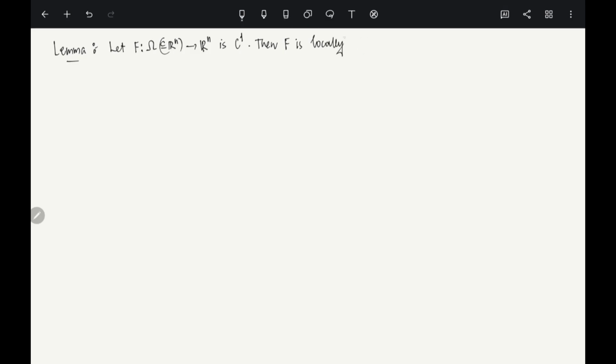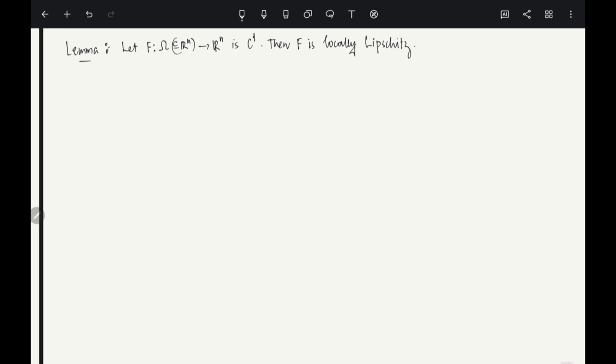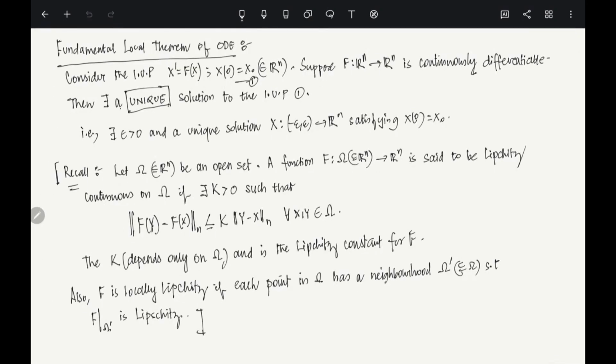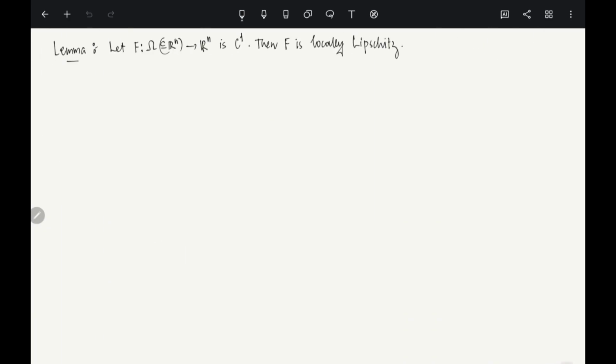I should write it properly. It is capital L Lipschitz. Okay. So what it means is, see, it is saying that if you have a continuously differentiable function, see the statement of the theorem which we are working with, it has that if the vector field, okay, is continuously differentiable, C1, that is, this is C1, right? So what we are saying is, if the vector field in question is continuously differentiable, then we can say that the vector field is locally Lipschitz.